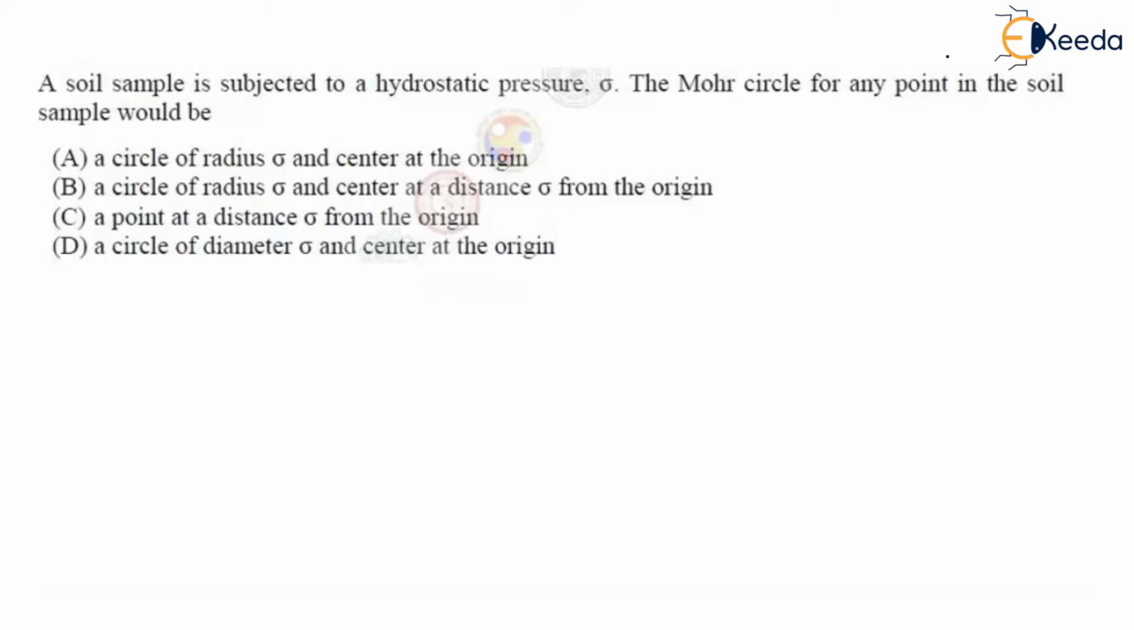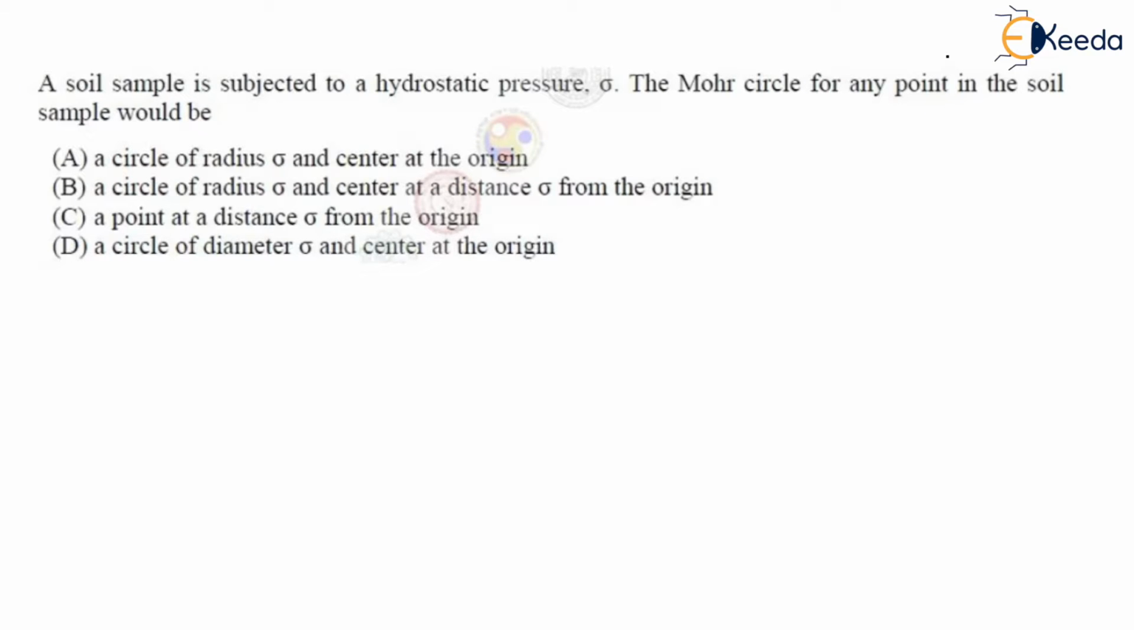The Mohr circle for any point in the soil sample would be. So if you remember, the same point you might have studied in strength of materials. If it is a hydrostatic pressure, there won't be any shear stress at all. If there won't be any shear stress, no circle will form. That means definitely there will be a point lying along the x-axis.